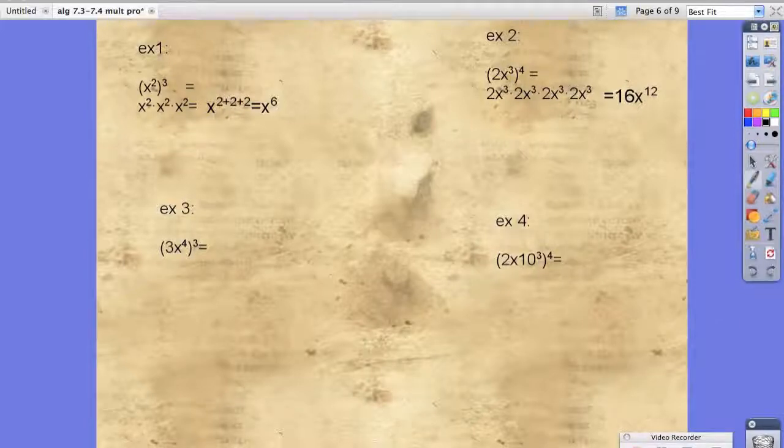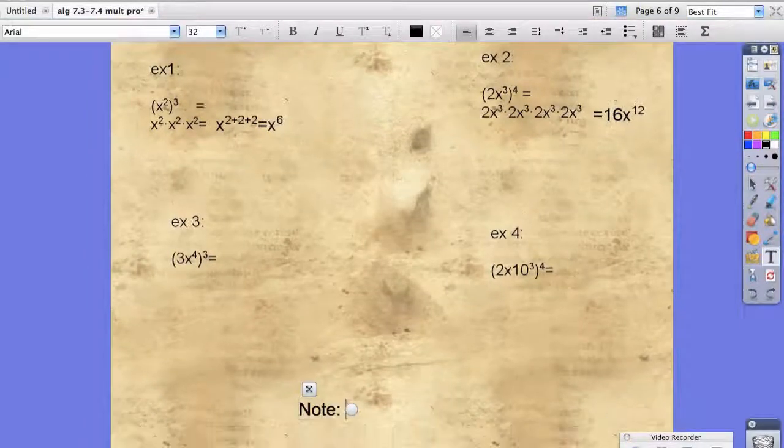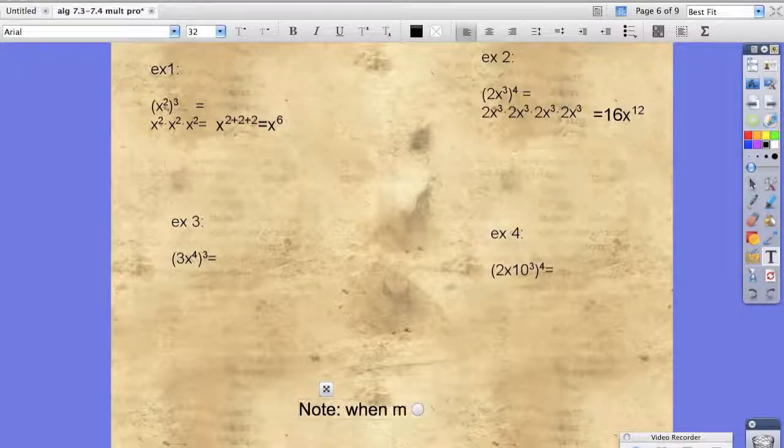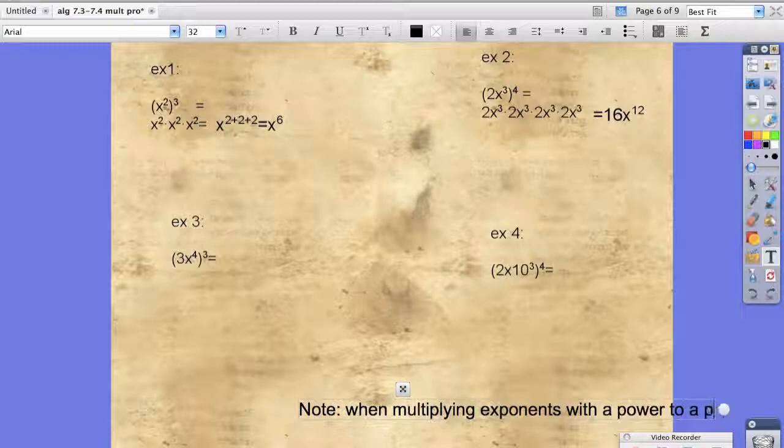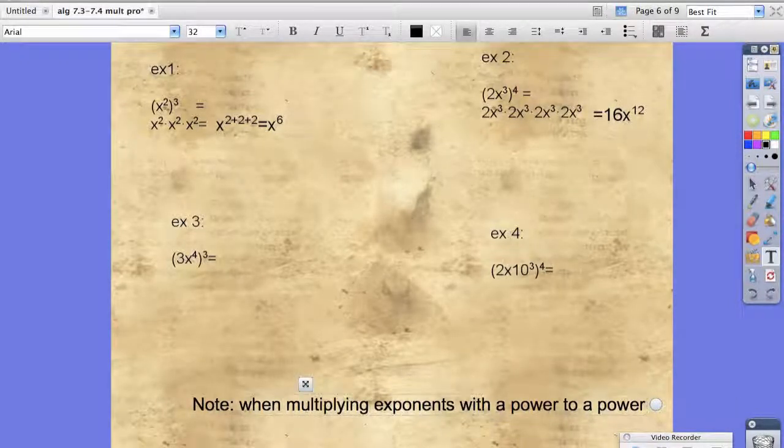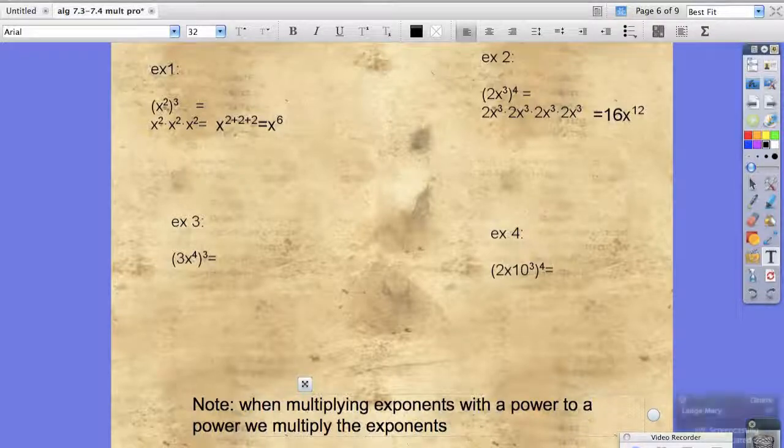So hopefully you're noticing by now, and please make sure you write this note down, when multiplying exponents with a power to a power, we multiply the exponents. But make sure that you notice the difference when we do these, because in all of our examples on this page, there is only one x and there are 2 exponents, and that's when it's a power to a power.